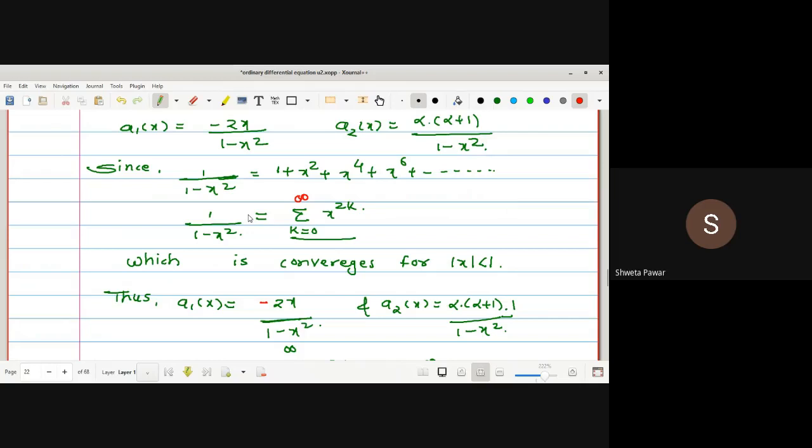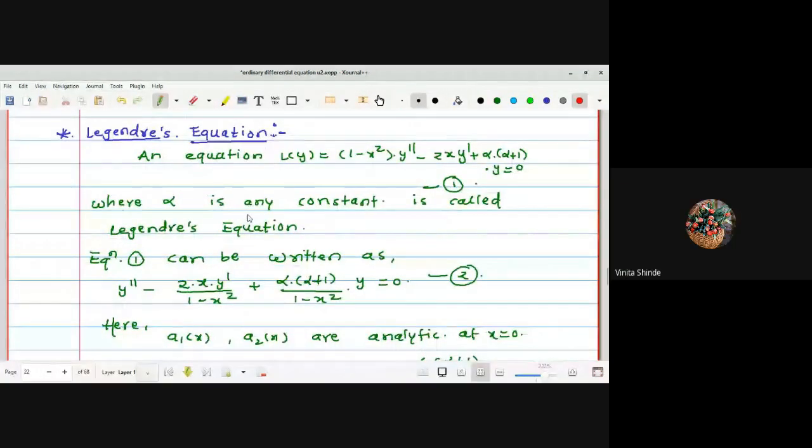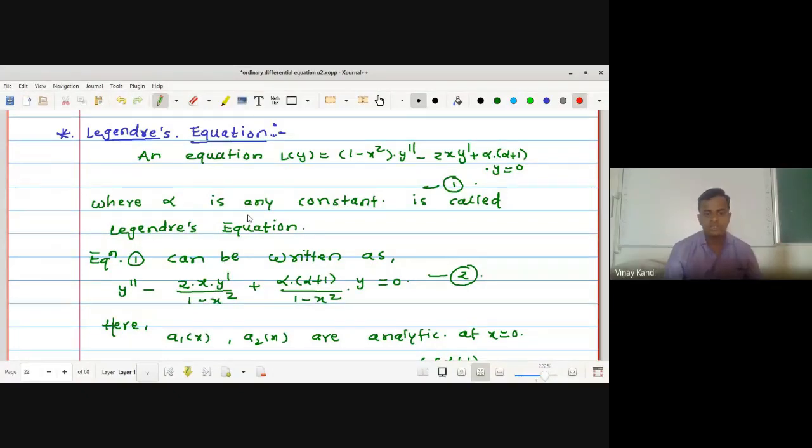Is the screen visible? Yes, sir. Good afternoon, in the lecture of ordinary differential equations.